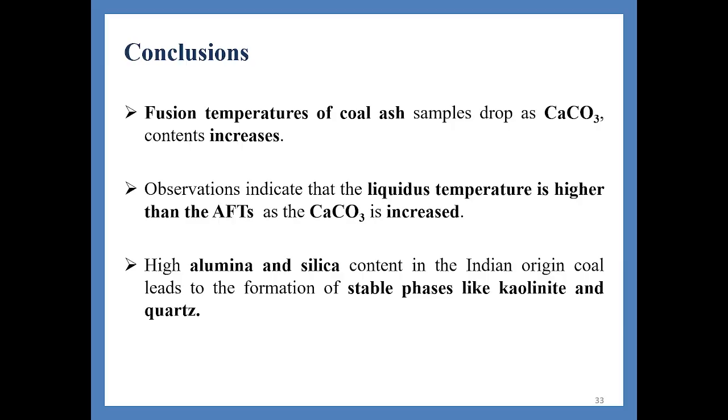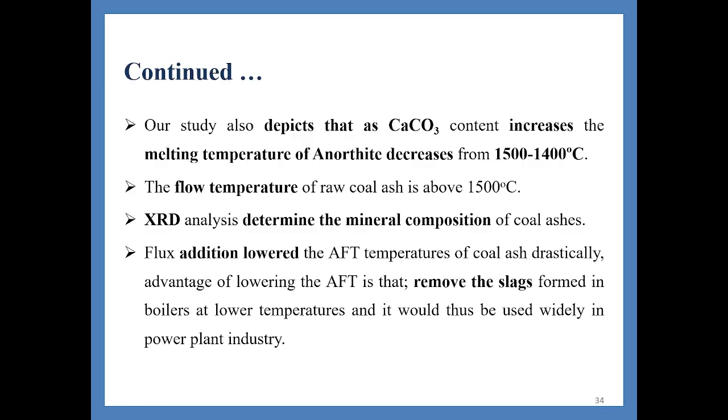Now, the conclusion for our research work is that fusion temperature of coal ash samples drops as CaCO3 content increases. The second most important conclusion is that observations indicate the liquidus temperature is higher than the AFT as the CaCO3 is increased. Higher alumina and silica content in the Indian origin coal leads to the formation of stable phases like kaolinite and quartz. Our study also depicts that as CaCO3 content increases, the melting temperature of anorthite decreases from 1500 to 1400 degrees centigrade. The flow temperature of raw coal ash is above 1500 degrees centigrade.